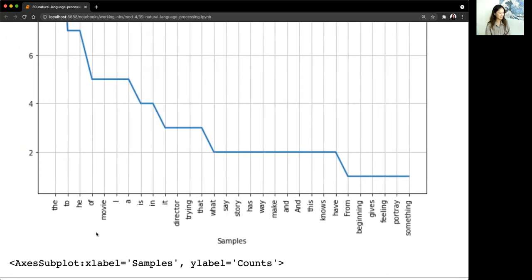The first 10 or so words: to, he, of, movie, I, a, is, in, it. These words are not particularly important, right? They don't really have any meaning. A lot of these words are considered stop words, words that will not necessarily help a machine understand what things are talking about. So we want to do something to get rid of these words.